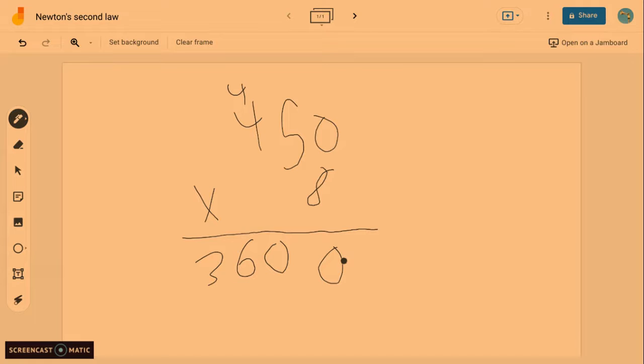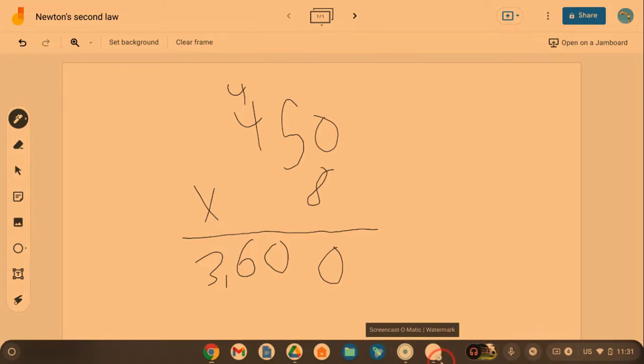So yeah, it would be 3600. Wait, no. Well, 36. Oh, wait, hold on. I kind of did something wrong there. That's not how it's supposed to go. 3,600. Or if you wanted to notate it this way, 3,600. Anyway, let's transition back to the slides.